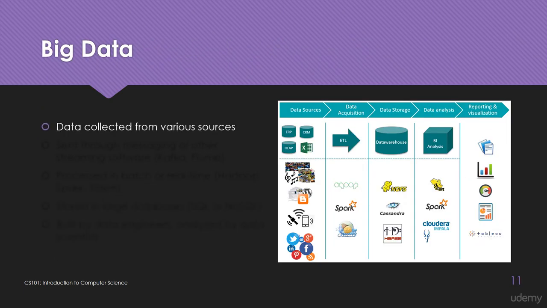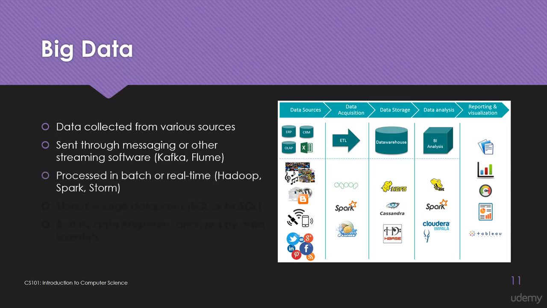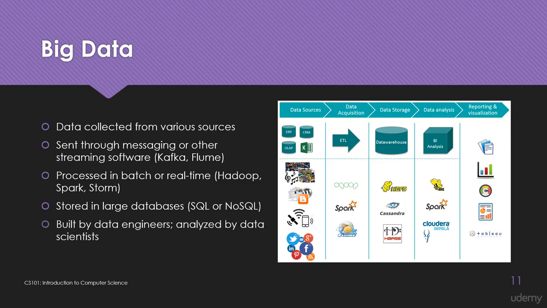And that brings us to the last topic in this class, which is big data. The idea is very simple, right? It's a trendy word going around, but the idea is that you collect data from various sources, could be anywhere. You send it through messaging or other streaming software such as Kafka or Flume. These are processed in batch or real time using Hadoop, which we just saw, or Spark or Storm. These are stored in large databases such as SQL or NoSQL databases, and they're typically built by data engineers and analyzed by data scientists. So there's a whole bunch of software that forms this big data stack or big data ecosystem, and the idea is that you use one or more of these components to actually build these systems.